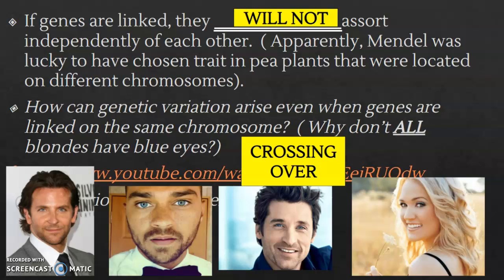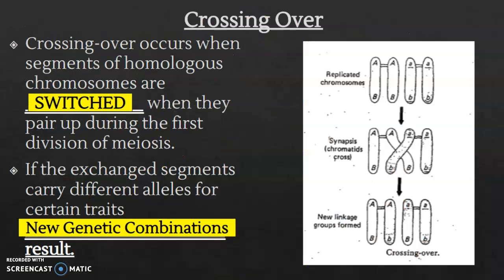So how can genetic variation arise even when genes are linked on the same chromosome? Why don't all blondes have blue eyes? And this is because of crossing over. Remember, crossing over is when the homologous chromosomes exchange pieces of genetic information. So crossing over occurs when segments of homologous chromosomes are switched, when they are pairing up during the first division of meiosis. If they exchange segments carrying different alleles for certain traits, then we will see new genetic combinations.